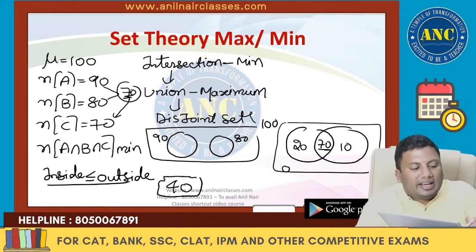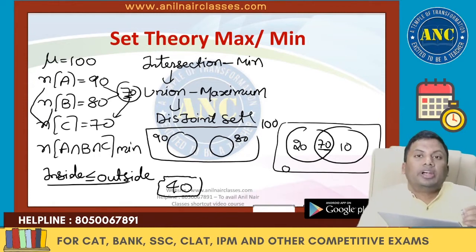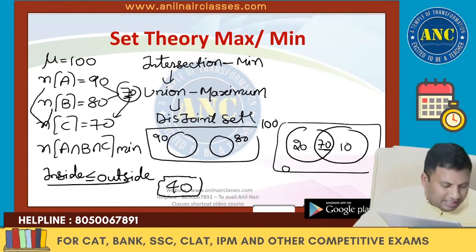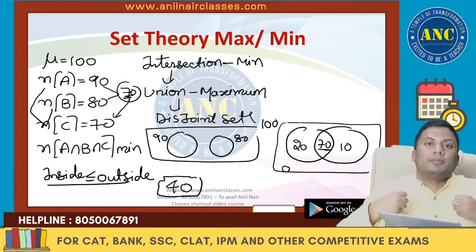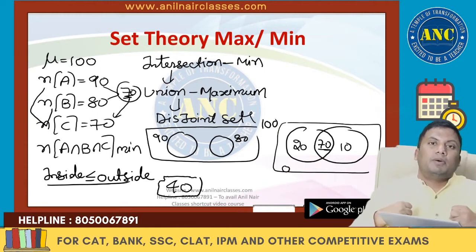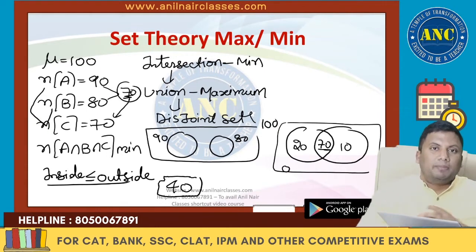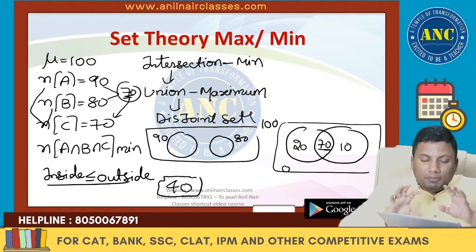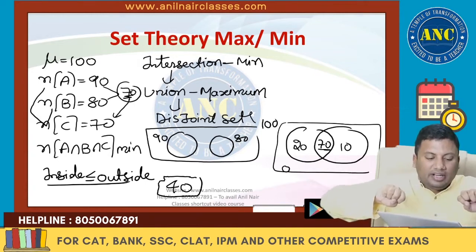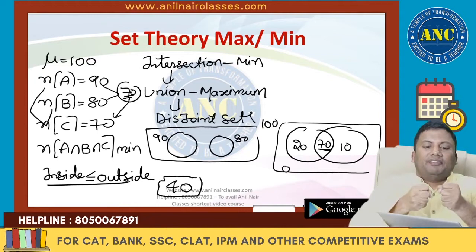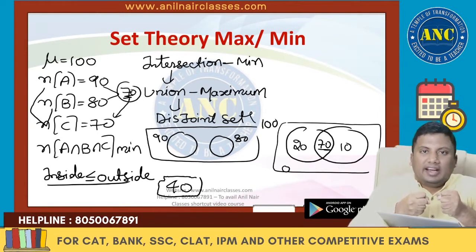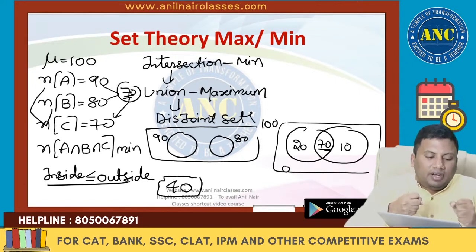Sir, can I take A and C and then do it with B recursively? Definitely. First of all, I want intersection minimum. Intersection minimum means union should be maximum. Union maximum means sets are disjoint. Make the sets disjoint. 90, 70. If I separate it, it is 160. Outside it is 100. Inside cannot be greater than outside. So common it will be 60.